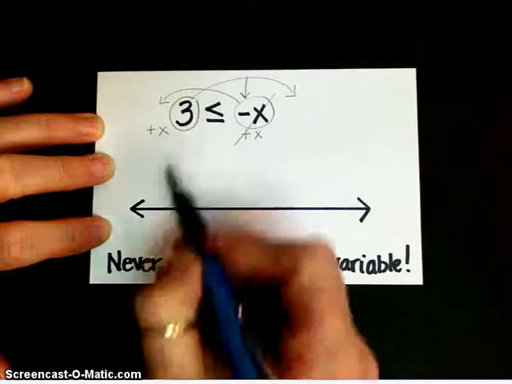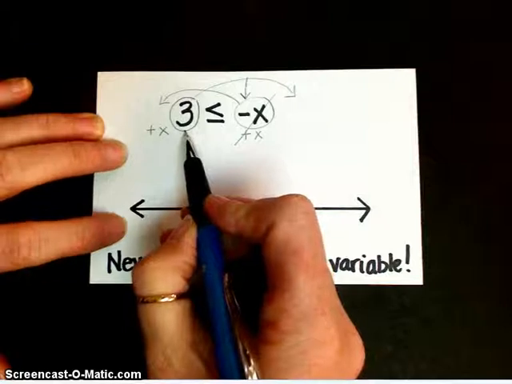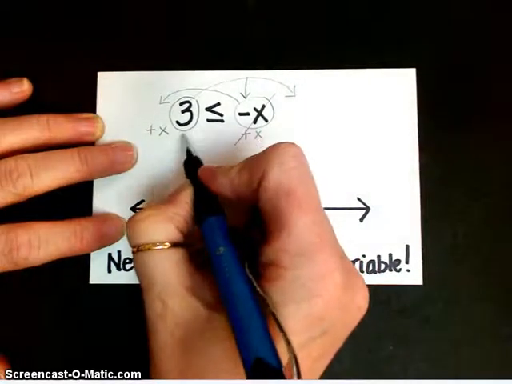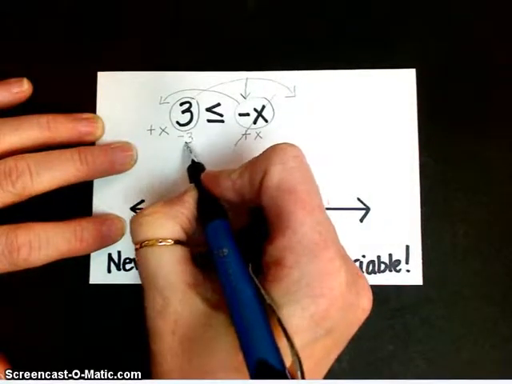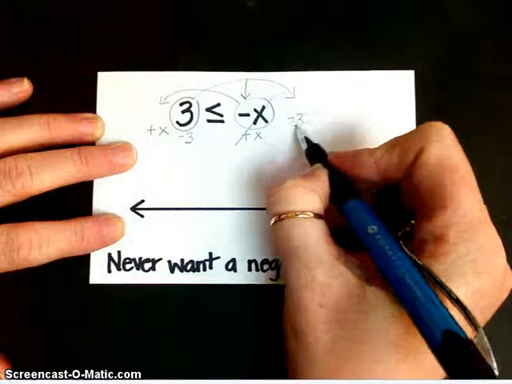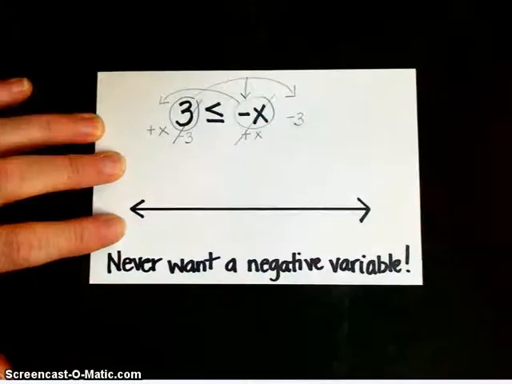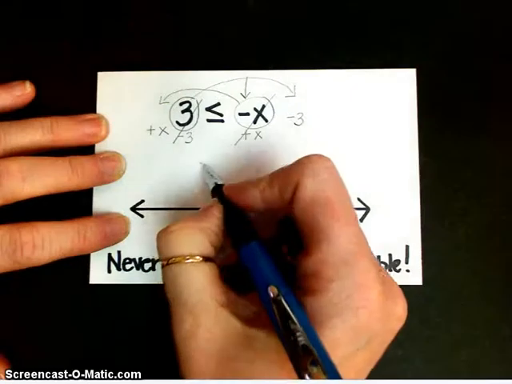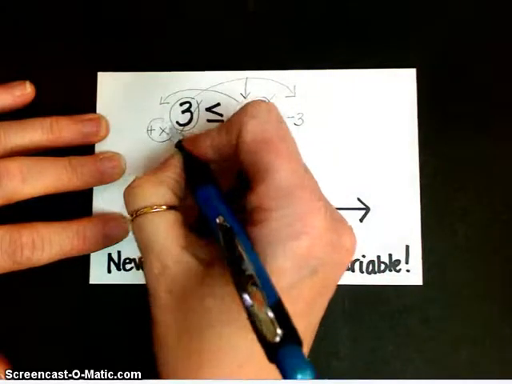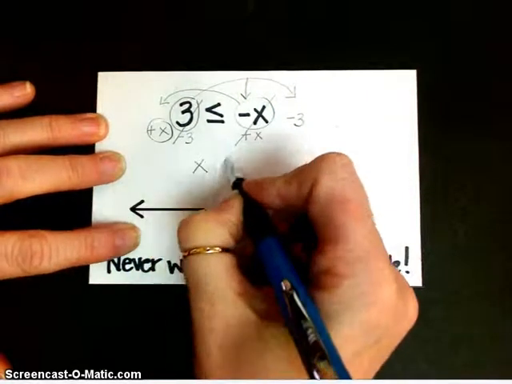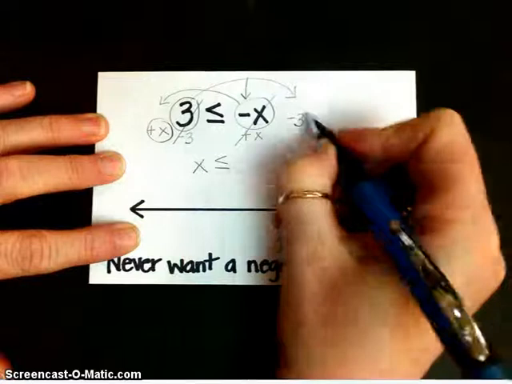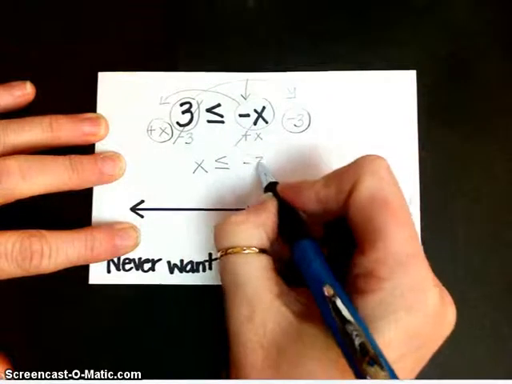Well, in order for this 3 to cancel out and be equal to 0, this is a positive 3. I have to subtract 3 from both sides. Now, these 3's cancel out. So what I'm left with is my x, which is positive, is less than or equal to negative 3.